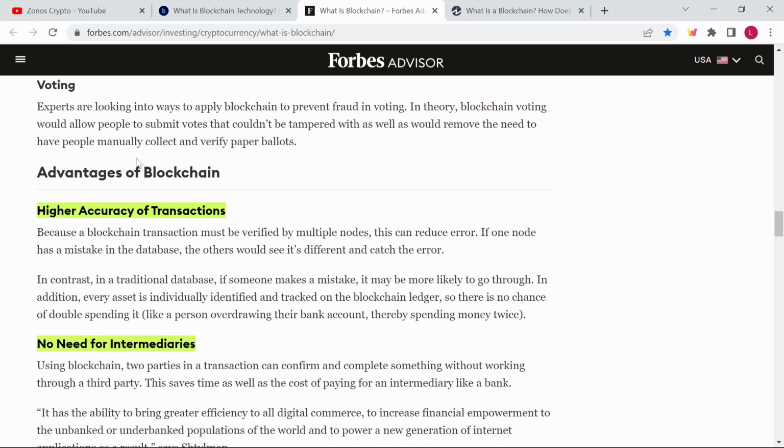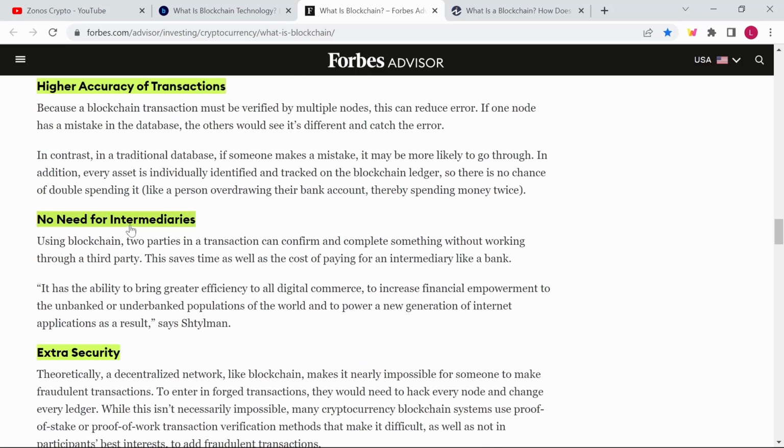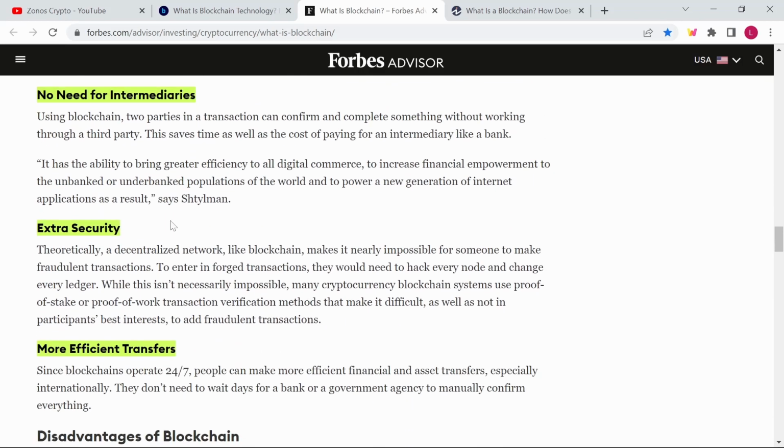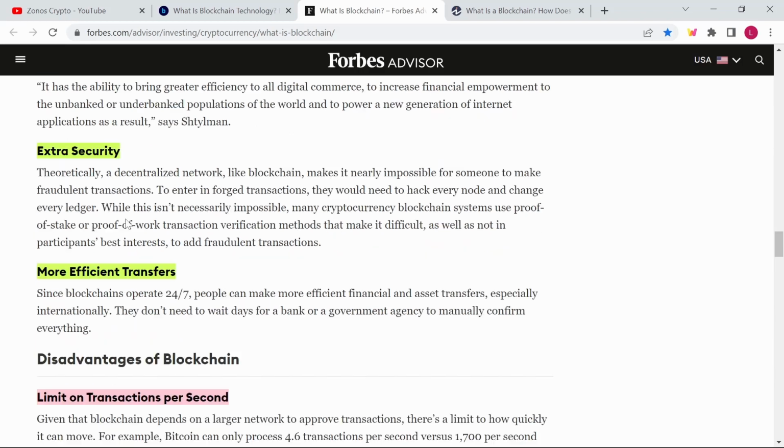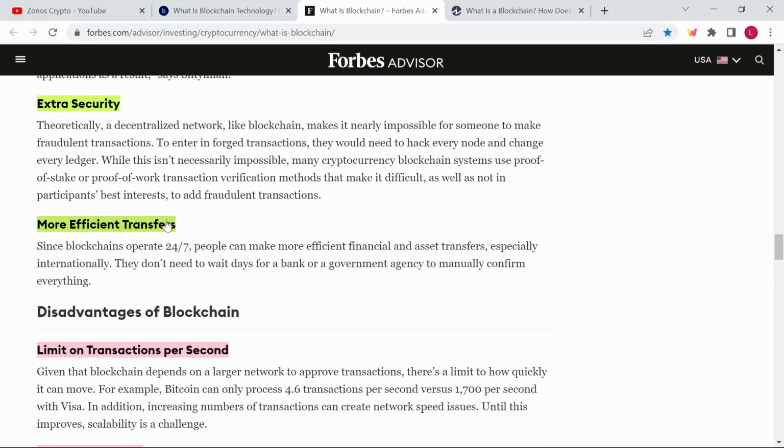So what are the advantages of blockchain? There is higher accuracy of transactions, no need for intermediaries like with smart contracts, extra security because a lot of people are involved in it, the nodes for example, and more efficient transfers because blockchain operates 24/7.